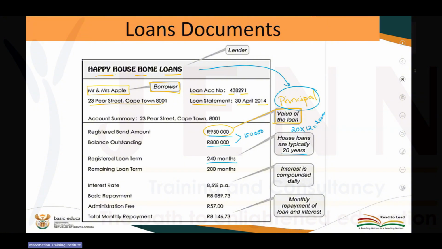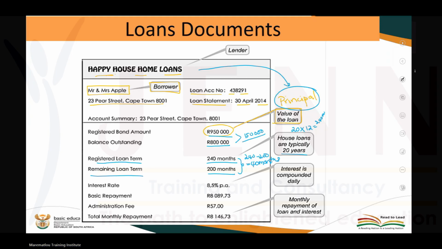But remember, by the time of the statement, they have already paid 150,000. And when we check here, it says interest is compound. It says remaining loan term. This one is the registered loan term, 240 months. The remaining loan term is 200 months. What is the difference between 240 and 200? 240 minus 200 is equal to 40 months. Yes, Mr. and Mrs. April have just paid 40 months.